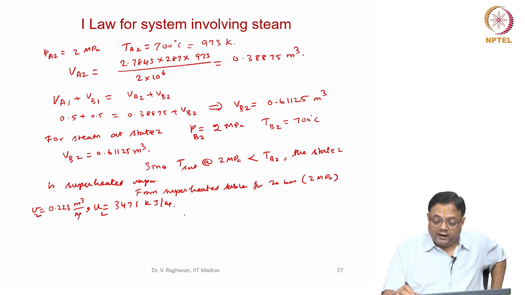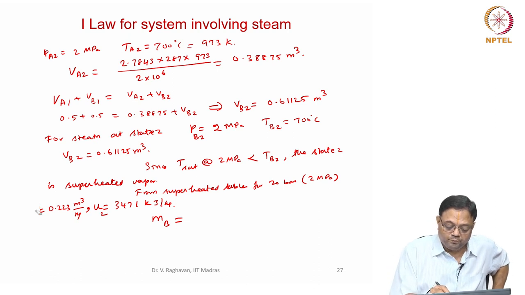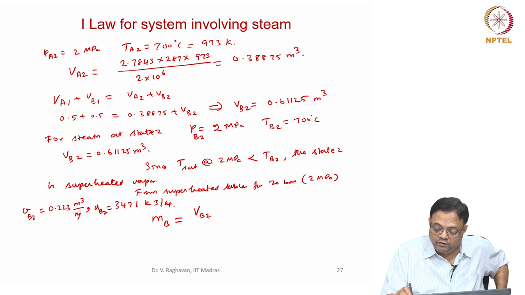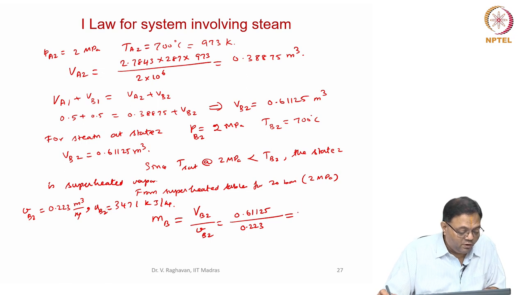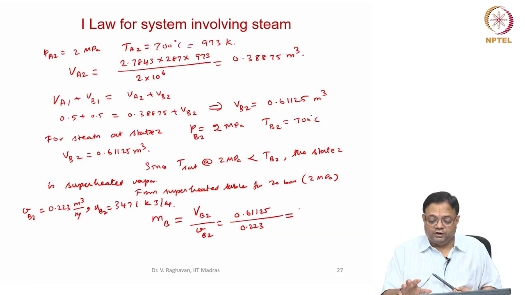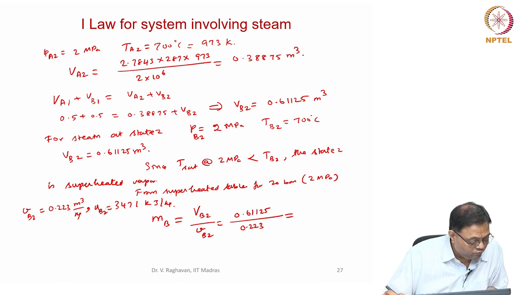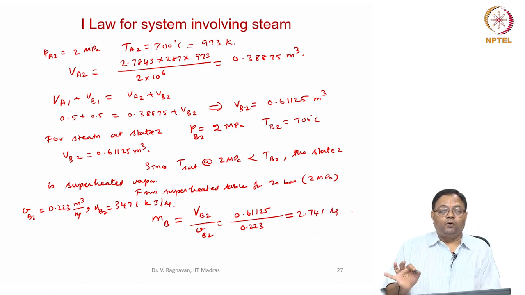Now I can find the mass in B because I know both total volume and specific volume. So mass will be capital V B2, total volume, divided by the specific volume, which is 0.61125 divided by 0.223. The mass initially will be the same as finally in the system. So using the final state, which I can easily fix now, I have found the mass: 2.741 kg.